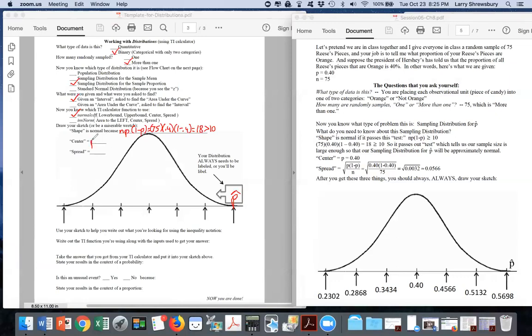Now the center is equal to the population proportion, which we know is 0.4. So that would be in the center here. Now the spread, that's that crazy formula. I'll go over here so I got room to do all of that. Now, of course, you don't have to memorize these formulas. It'll be on your formula sheet. P times 1 minus P all over N.